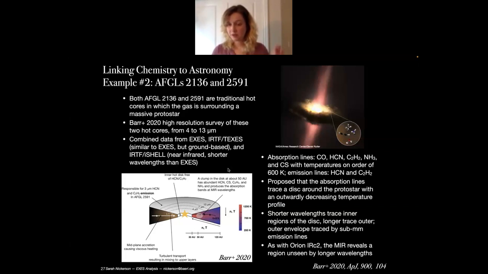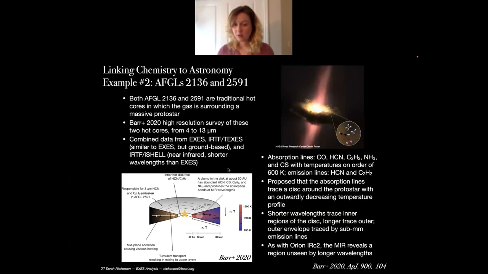TEXES is like EXES, but it's on the ground at Mauna Kea. So it looks at the regions where the atmosphere is comparable to EXES. And then they also used iShell at Mauna Kea. And this is in the near infrared at shorter wavelengths than EXES. And so the near infrared also probes similar gas and components to the mid-infrared. And so they found absorption lines of several species, and also because these are traditional hot cores, the temperatures were much higher than those in the Orion hot core.